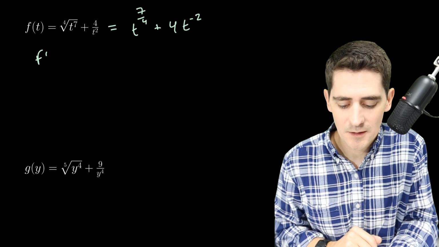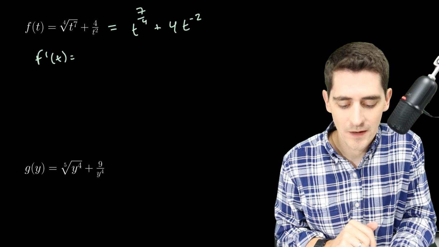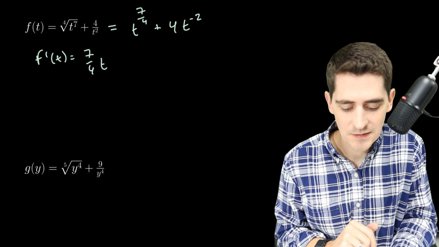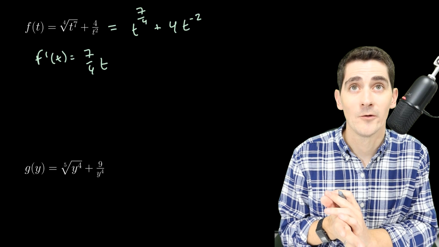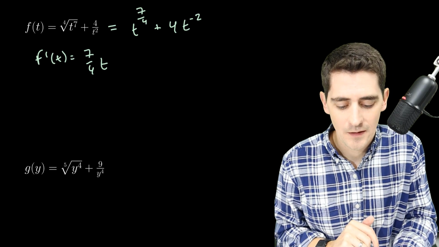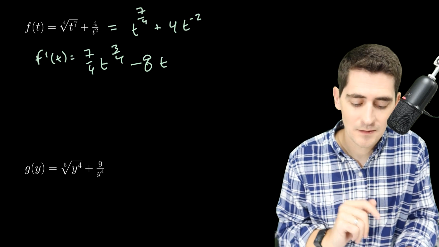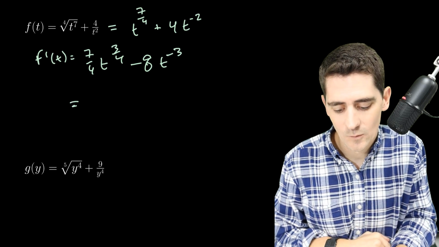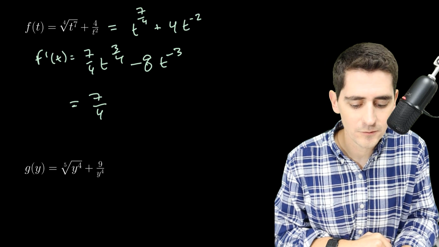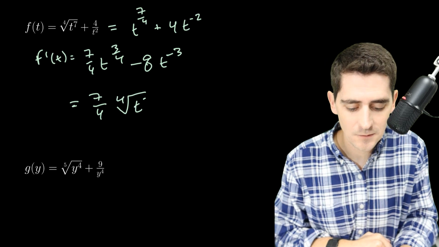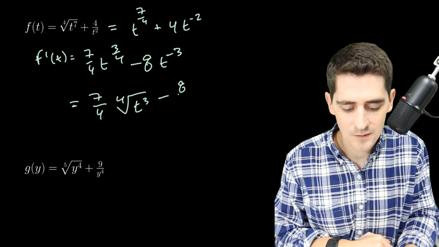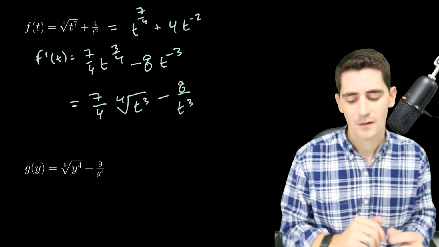So this is just simply an instance of power rule. So I have 7/4 t, subtract 1 from that power, so that's subtracting 4/4. I have the 3/4 power, minus 8 t, subtract 1 again, to the negative 3rd power. If you wanted to write it back in your radical notation, that's going to be the 4th root of t cubed, and then we can say 8 over t cubed. I hope that makes sense.